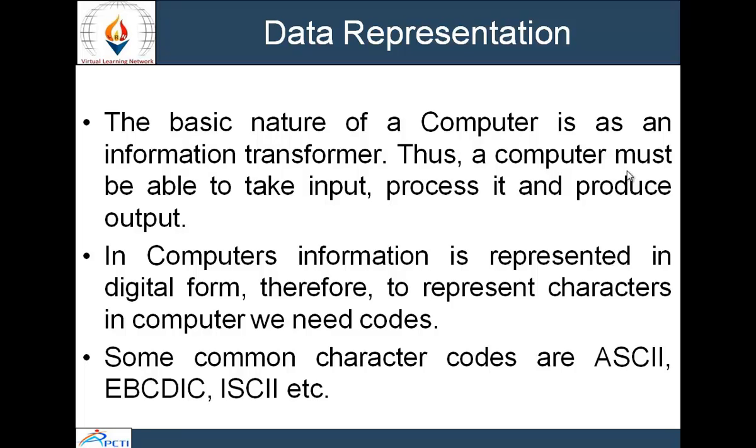Therefore, to represent characters in computer, we need codes. Some common character codes are ASCII, EBCDIC, etc. We need to represent numbers in binary and should be able to perform operations on these numbers.